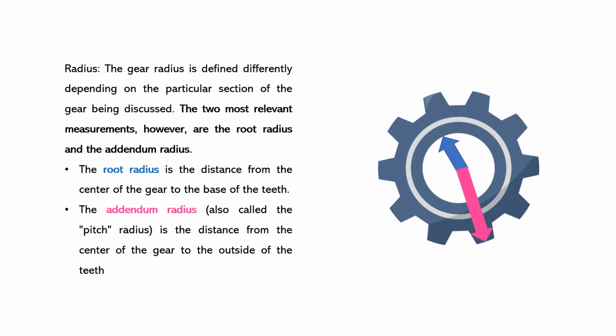Radius. The gear radius is defined differently depending on the particular section of the gear being discussed. The two most relevant measurements are, however, the root radius and the addendum radius. The root radius is the distance from the center of the gear to the base of the teeth. The addendum radius, also called the pitch radius, is the distance from the center of the gear to the outside of the teeth.